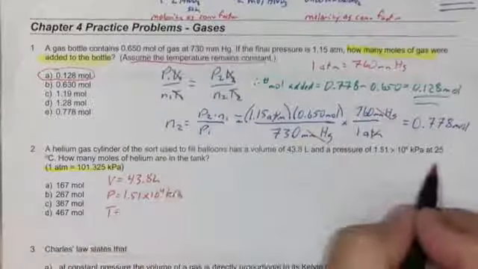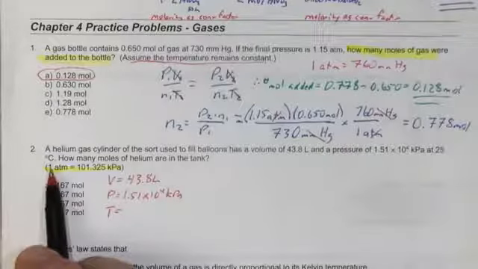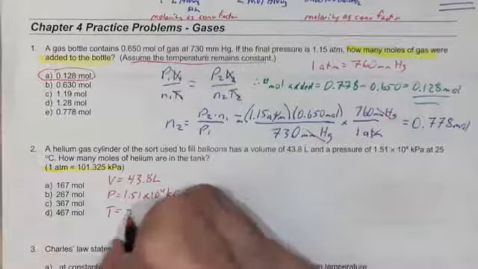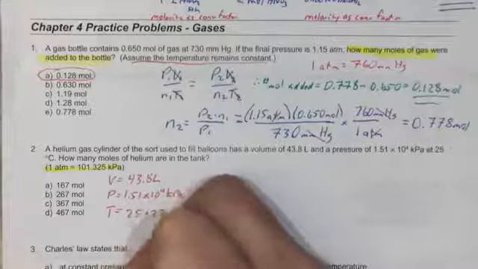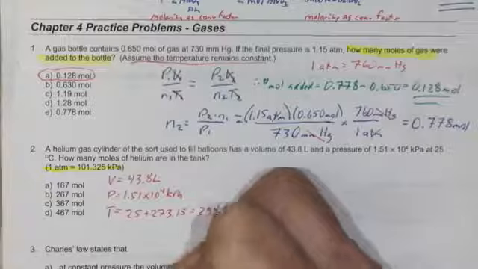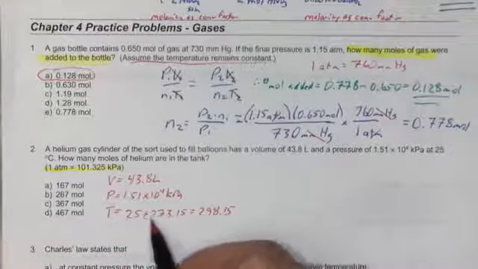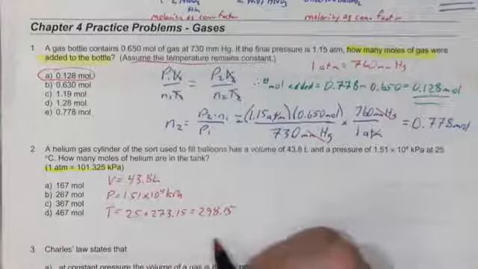You're also given the temperature. Now the temperature that you're given is in degrees Celsius, and when you're dealing with a gas, you must always convert to Kelvin. So this is going to be 25 plus 273.15 equals 298.15. Now I'm keeping additional significant figures to avoid round-off error, but this is only precise to the ones place because the original temperature is precise to the ones place.